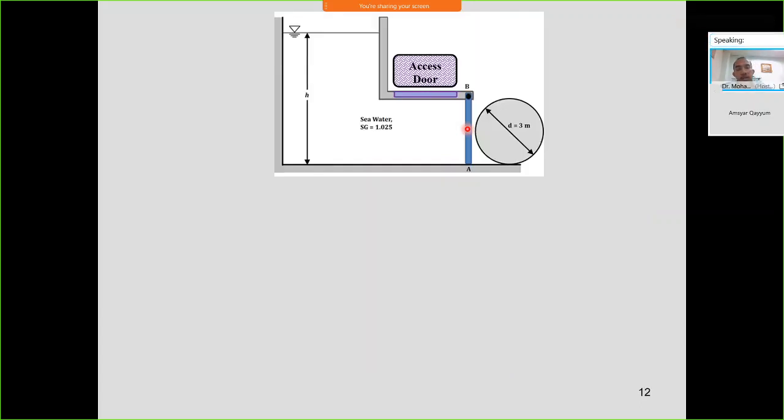Okay, so we go to the second part of the question about the access door. Using that simple 4 step, first calculate the object centroid. Now the access door is in the horizontal position, so the centroid will be at the center of the door. You know that the whole H is 6 meter and the diameter for this door is 3 meter, so this location is 3 meter from the water surface.